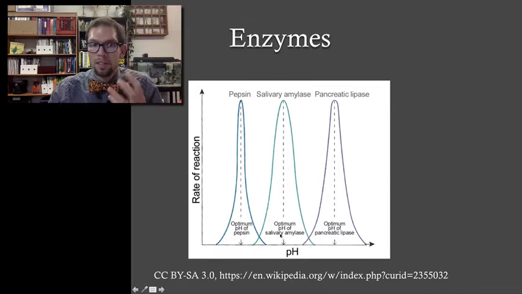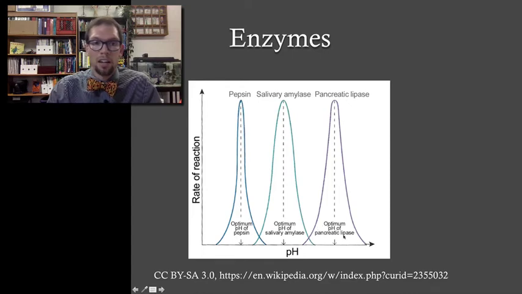Our saliva is mostly neutral, so salivary amylase is going to need to operate at a neutral pH to be the most efficient at what it does, and that's what we find. And then pancreatic lipase, so the pancreas, the juices in there are actually more basic than they are acidic.